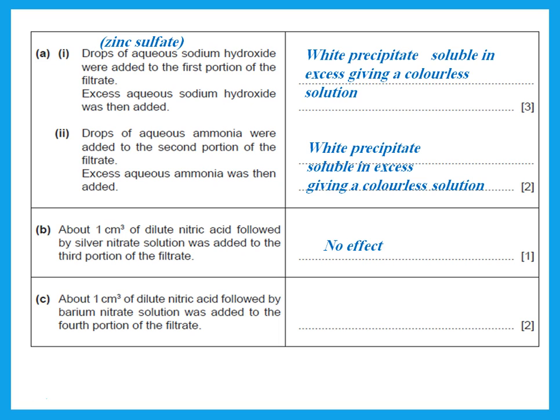What about if I add dilute nitric acid and barium nitrate? Barium nitrate is a test for what? For sulfate, and I do have sulfate. If I have sulfate, what should I get? White precipitate. Are we following?